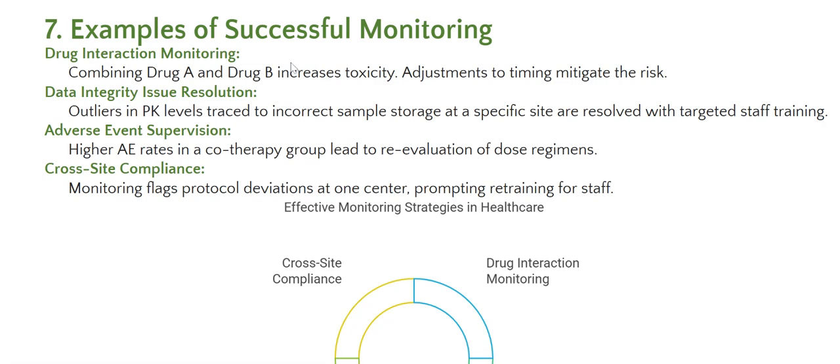Examples of successful monitoring. We have here drug interaction monitoring: combining drug A and drug B increases toxicity, and adjustments to timing mitigate the risk. Data integrity issue resolution: outliers in PK pharmacokinetic levels traced to incorrect sample storage at a specific site are resolved with targeted staff training. Adverse event supervision: higher AE rates in a co-therapy group lead to re-evaluation of dose regimens. Cross-site compliance monitoring flags protocol deviations at one center, prompting retraining for staff.